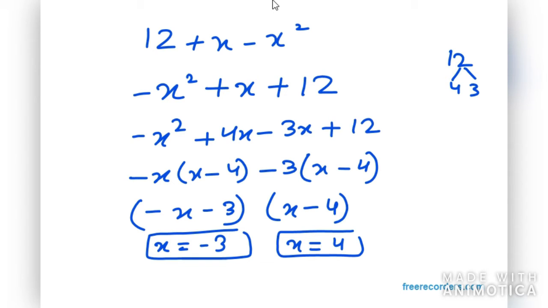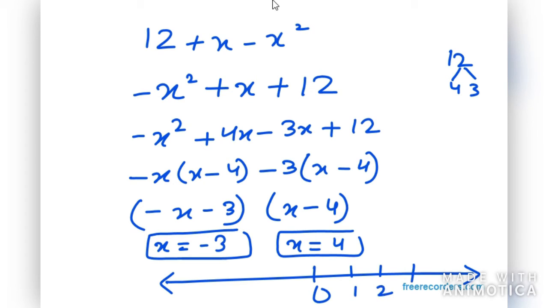Now we need to draw them graphically. So we can draw it on a number line. So 0, 1, 2, 3, 4. Now mark 4 here and minus 3 on the left hand side. So this is done. This is question number 22. Now moving on to the next question.